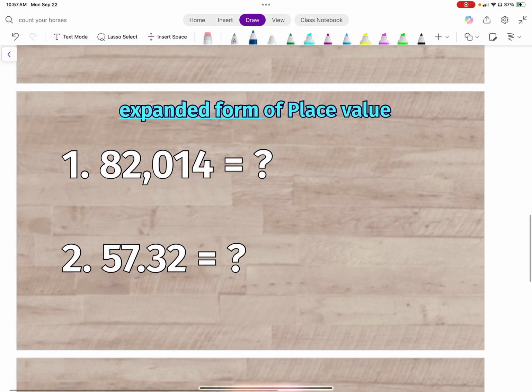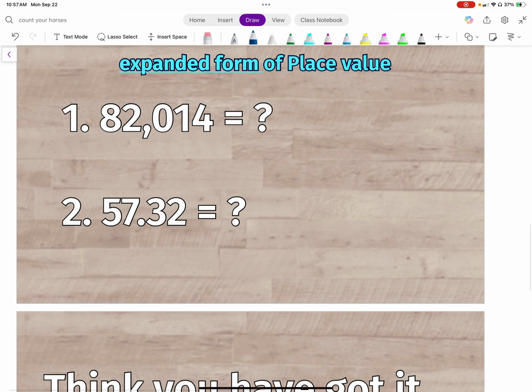So we're going to have 82,014, and there is nothing behind the decimal. So we're going to have 80,000 plus 2,000 plus 10. This is where I'm at right here, plus 4.